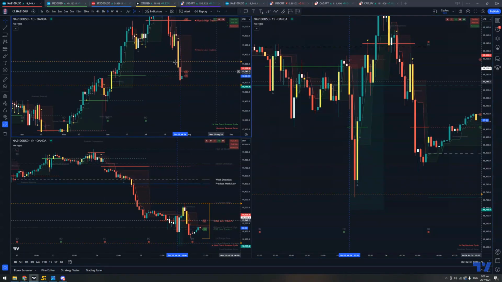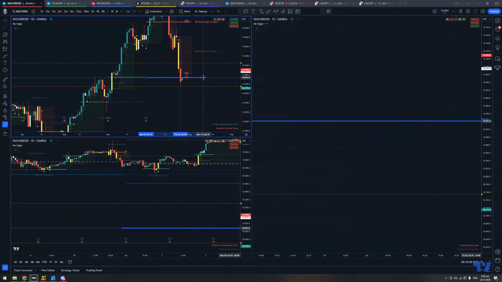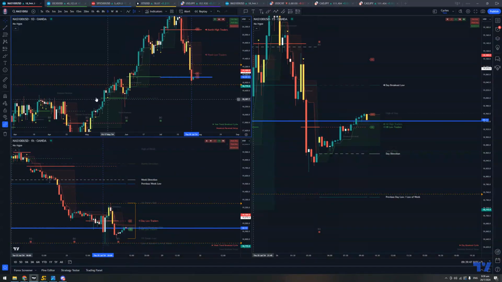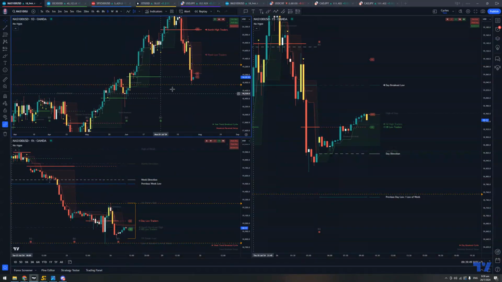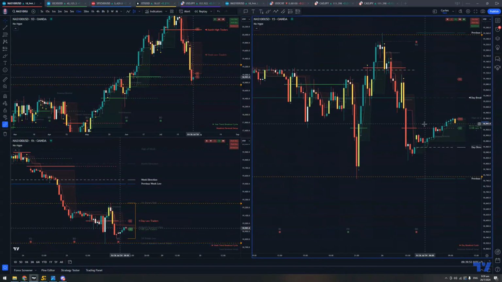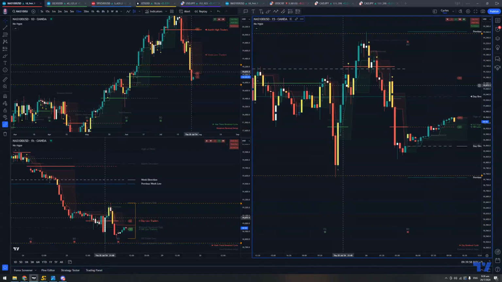Something else I had taken note of is we were at the monthly breakout level. If you've seen my previous videos, all these breakout levels, I'm bullish above, bearish below. So once it got there, I did want to see how price would react. That was something I was aware of. So I took my partials, price came back, and I took my runners out at break even.